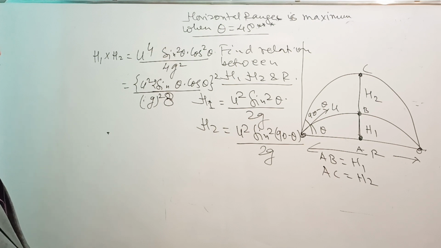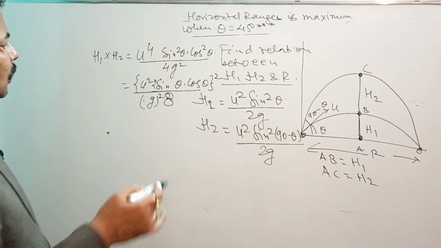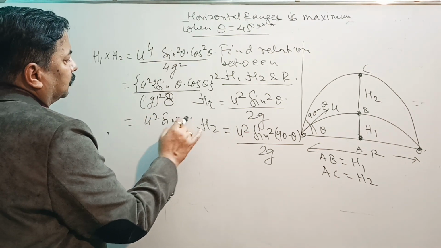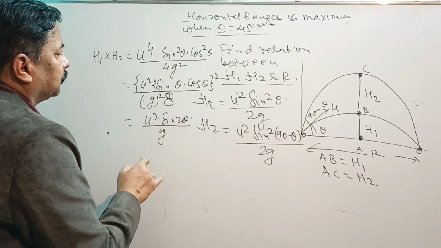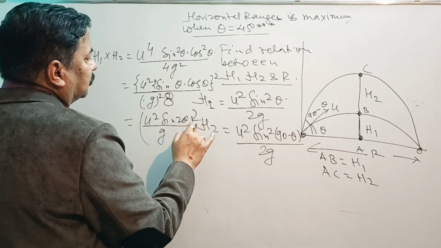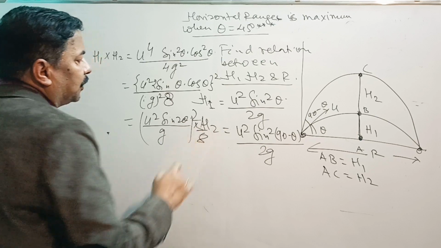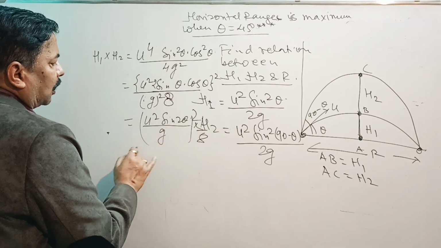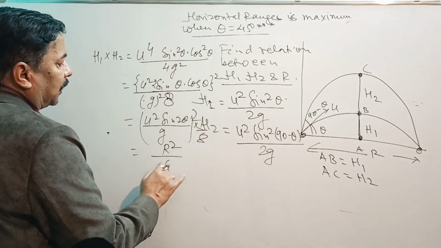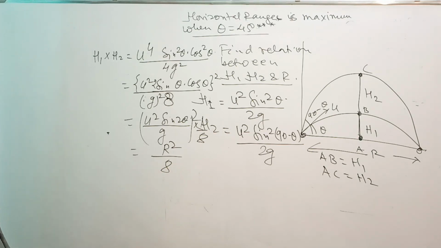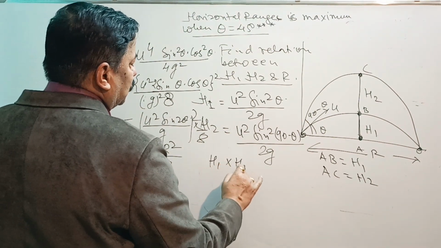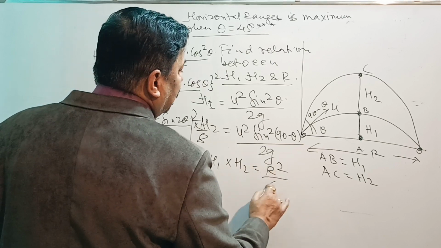So what are we getting? We are getting u square sine 2 theta by g, whole square, into 1 by 8, and this is your what? R square by 8. So we can get that H1 into H2 is equal to R square by 8.